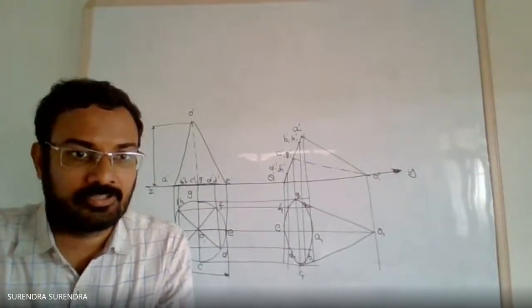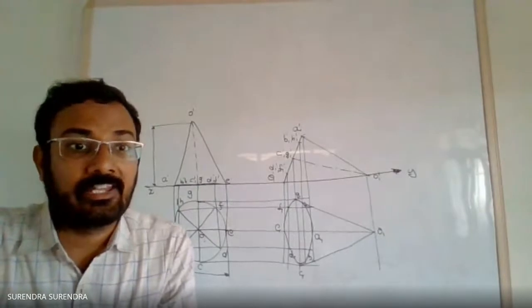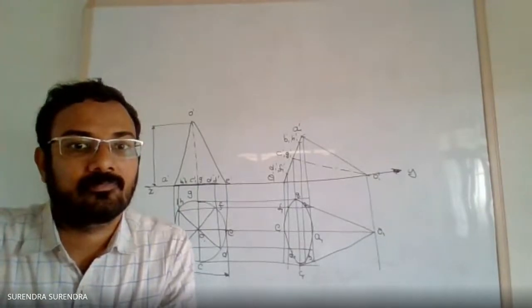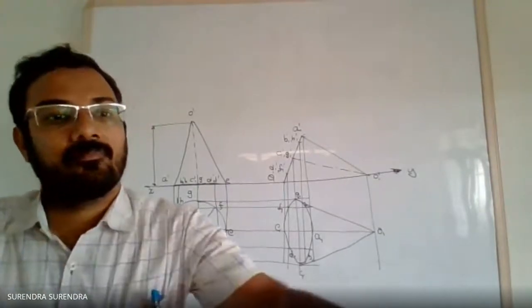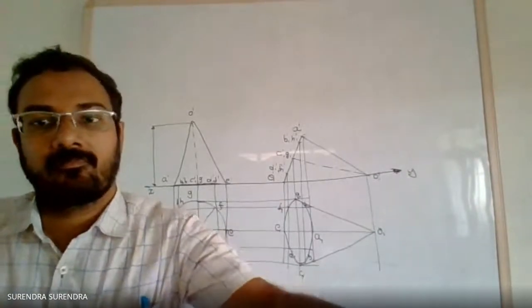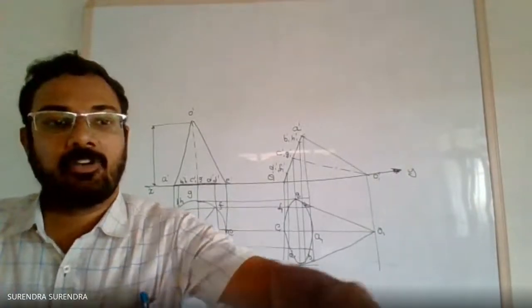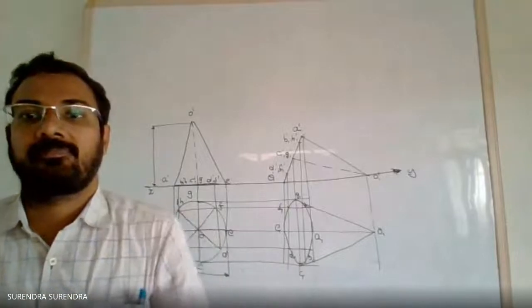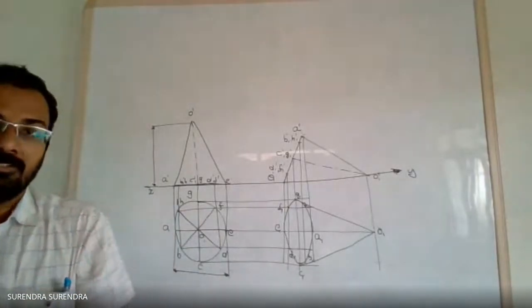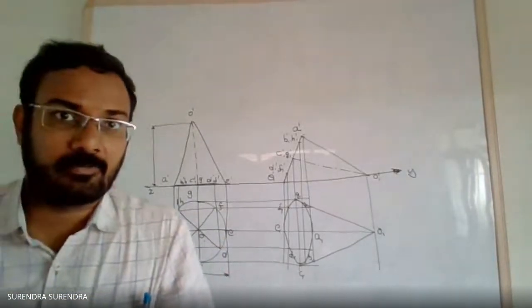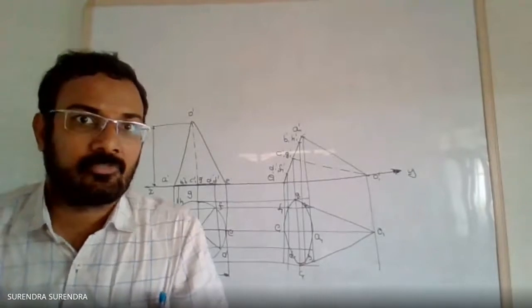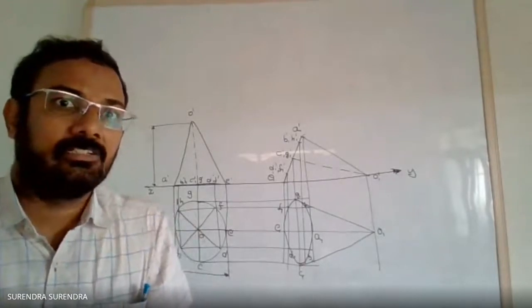Now let us go for the next problem. Cylinder. I'm typing it in the chat box. Last problem in this sheet. Actually, we skipped one more one. That is fifth problem. After ninth problem, I will explain the fifth one.